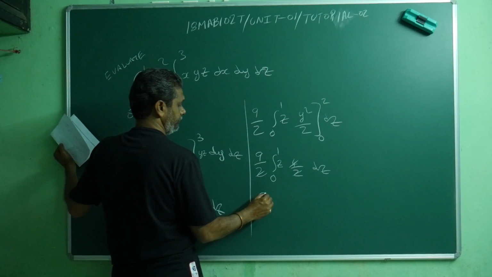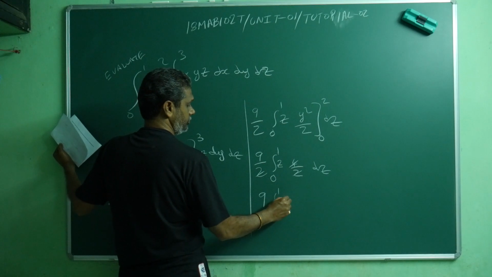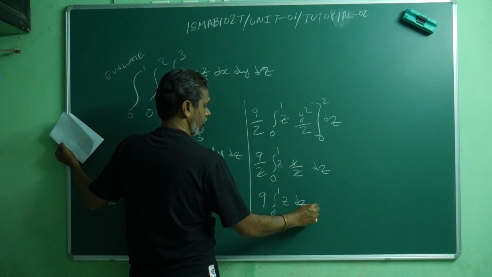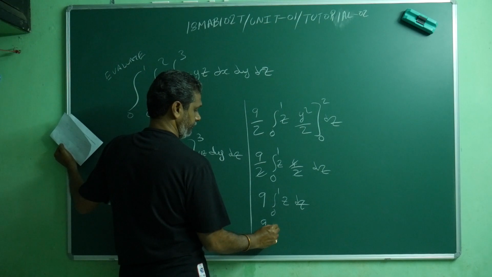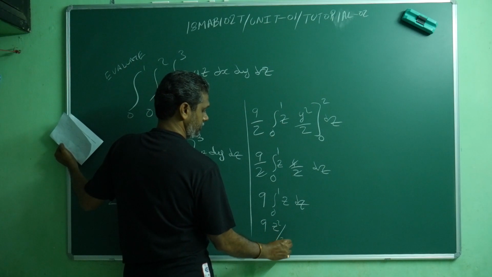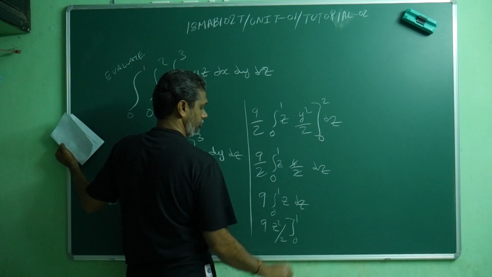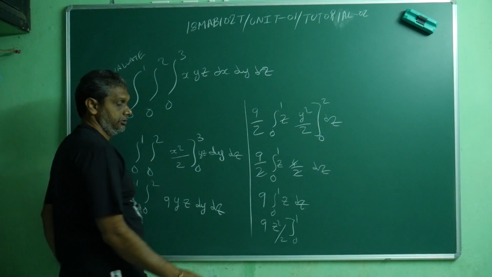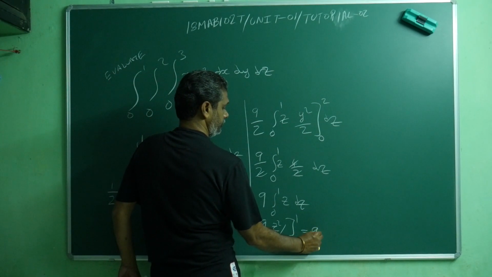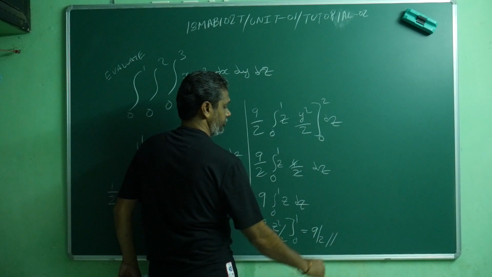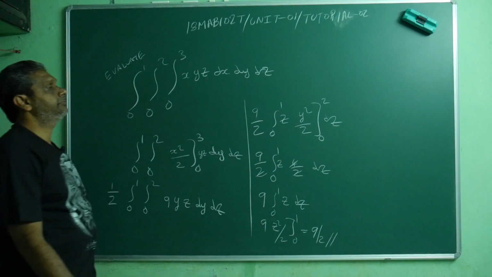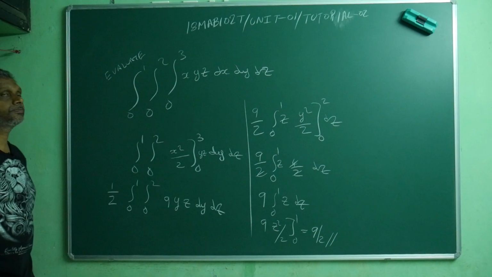This 2, 4 will go off. So 9, 0 to 1, z dz. So 9, z squared by 2, 0 to 1. Any doubt? So this will give 9 by 2. This is the first problem.